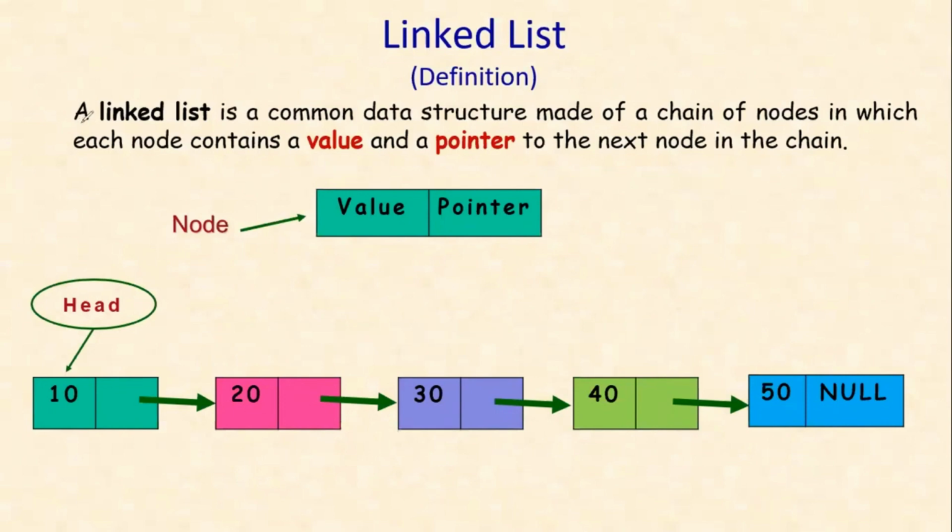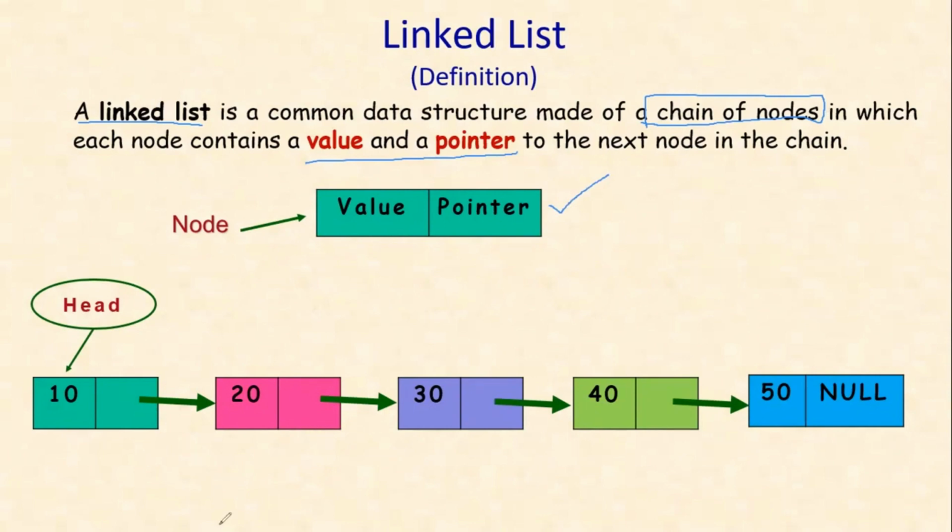A linked list is a common data structure made of a chain of nodes. Please note down: chain of nodes, and each node consists of a value and a pointer. So I can define a node like this. A node consists of a value and a pointer.